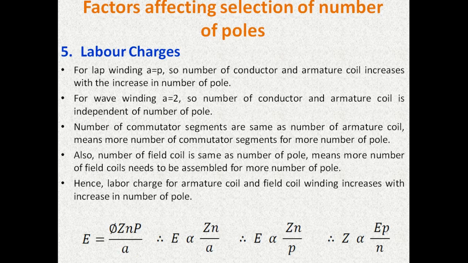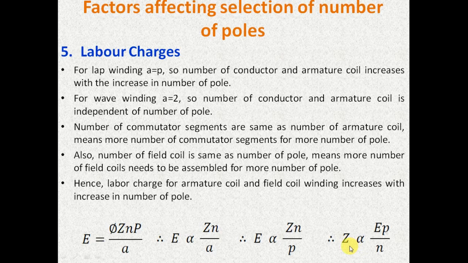So from this relation we can write induced EMF is directly proportional to Zn by a. In the case of a lap wound machine, this a is the same as the number of poles. Therefore, from this we can write Z is directly proportional to E by Pn.